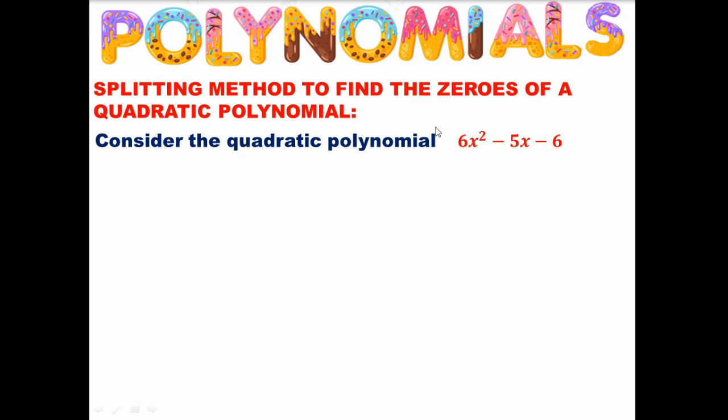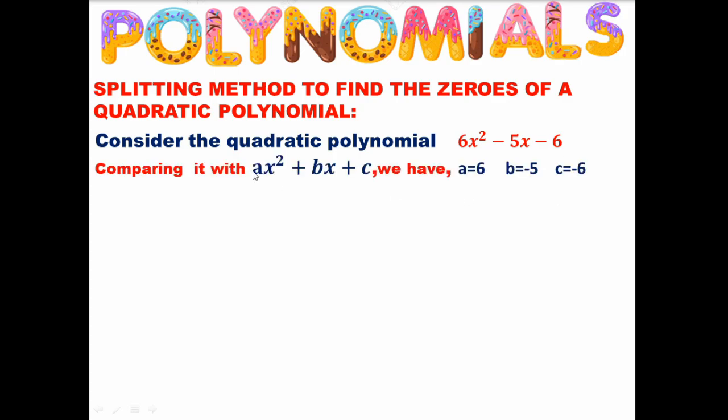Okay. Now we'll compare this with the standard form of a quadratic polynomial. The standard form of a quadratic polynomial is ax square plus bx plus c. And you are given 6x square minus 5x minus 6. So when you compare the coefficients, I get a equals 6, b equals minus 5 and c equals minus 6.